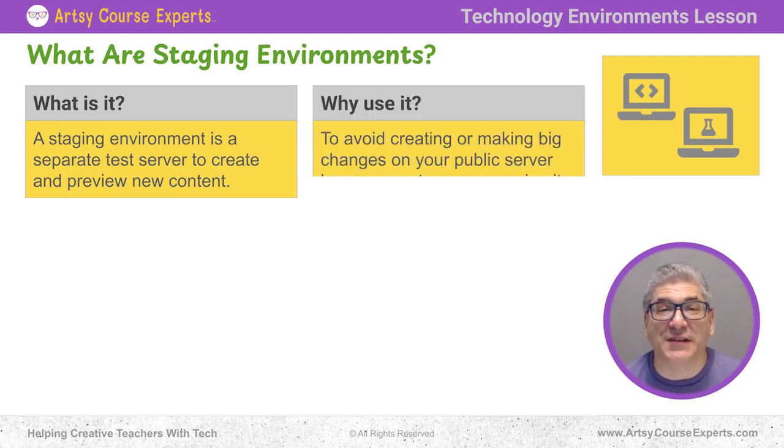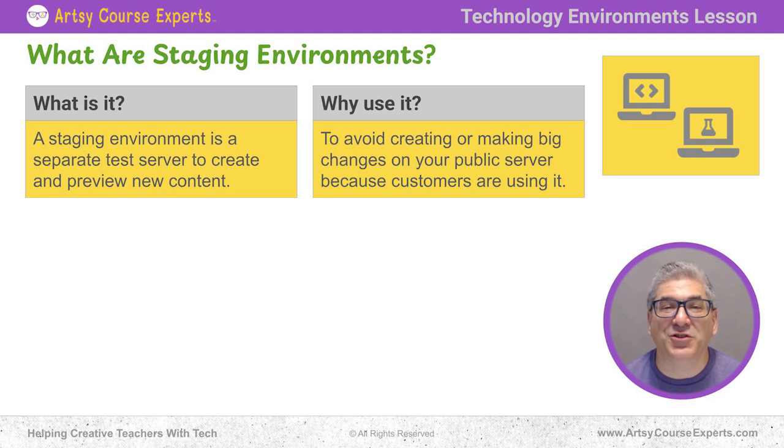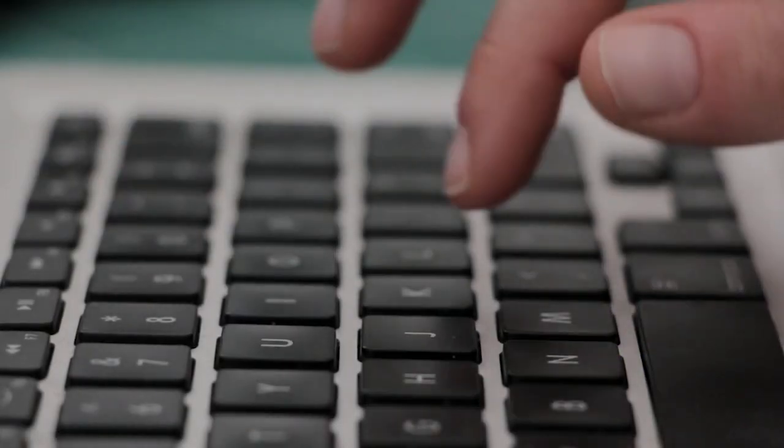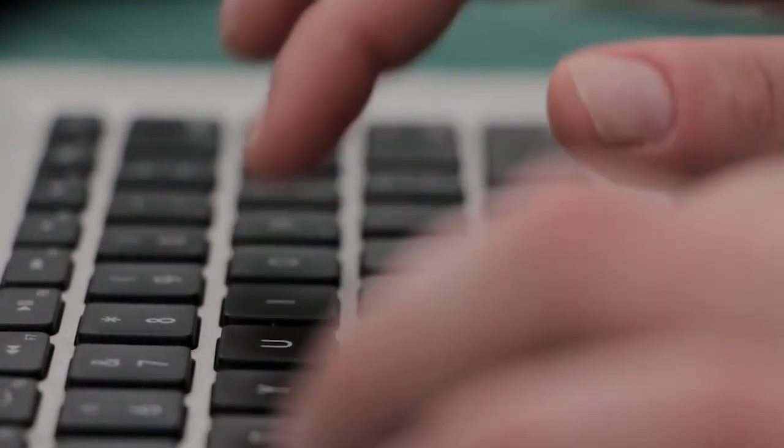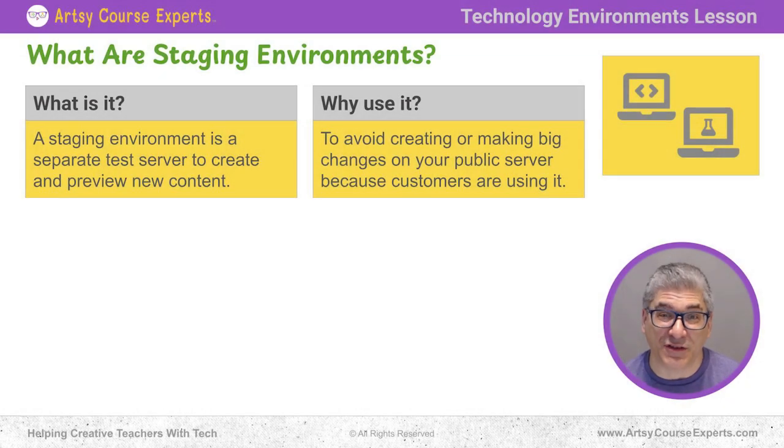So why would you use a staging server? You use a staging server to avoid making big changes on your public server because customers are actually using your public servers. They're using your community, your courses, your website. You have ad campaigns. There's a lot of activity on your production servers. Since there's so much activity, you don't want any experimental stuff to pop up unless you want to do a beta of some sort.